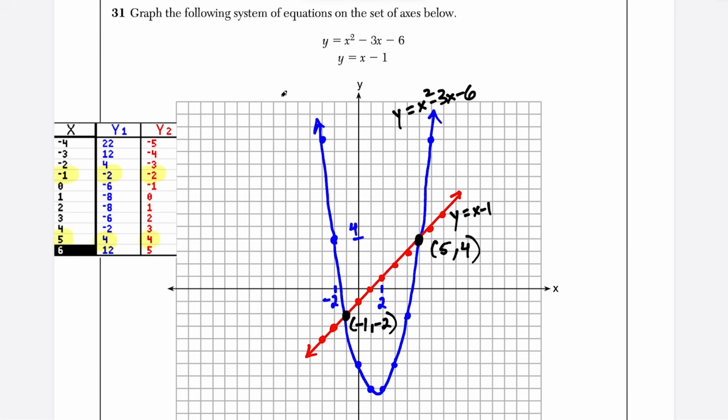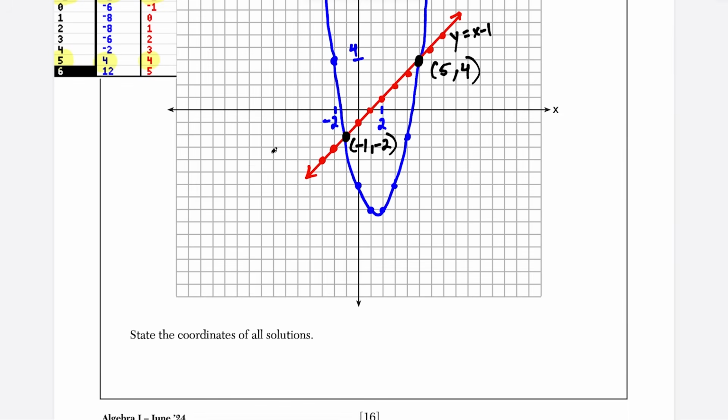So when we actually write out this solution, they're asking us to state the coordinates. So I'm just going to say here -1, -2, and we have 5, 4. So here are the solutions to this system.